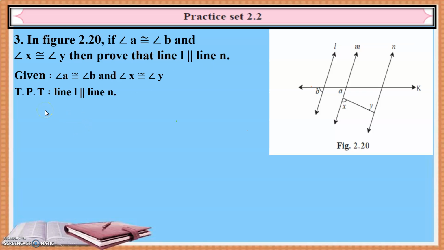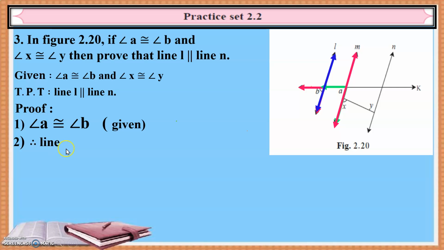Now in order to prove this, we'll start with the proof. We'll start with the given, that is angle A congruent to angle B. This is given. So let's have it marked in the figure, angle A. This is angle A and congruent to angle B. Now what type of angles are they? They are corresponding angles. So you know when the corresponding angles are equal, we will get line L parallel to line M. Let's write it down. Line L parallel to line M by corresponding angles test. Clear, students? Hope this part is clear.